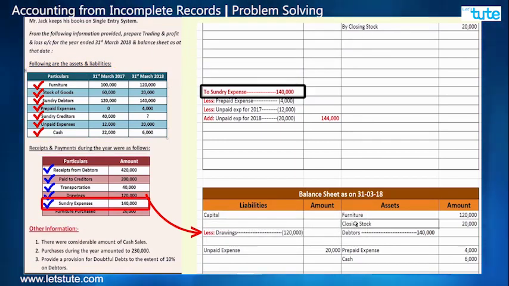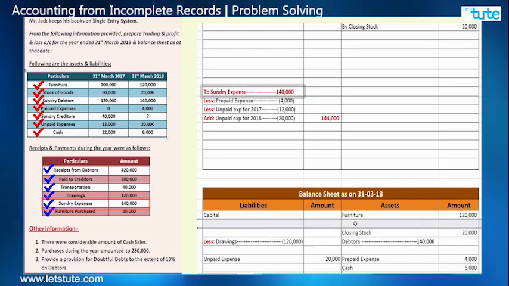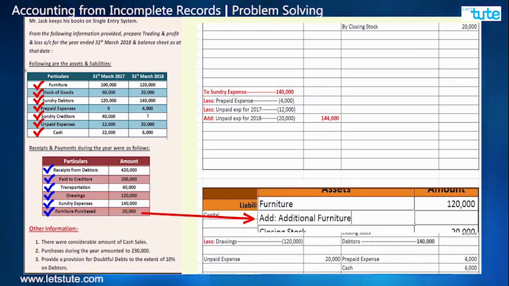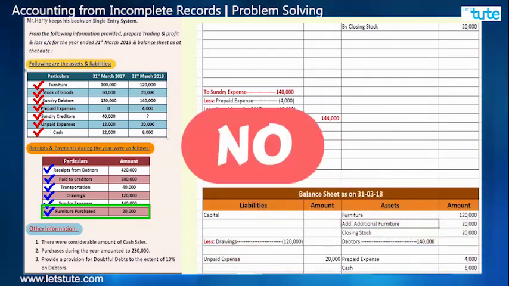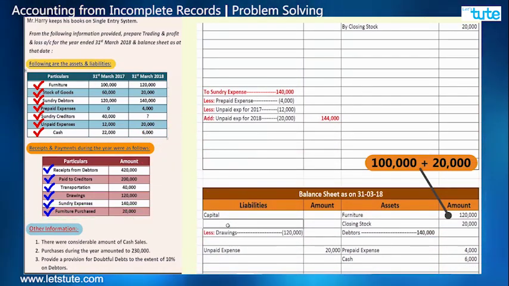Sundry expense already we have recorded. Now we will add furniture here of 20,000, right? As we have paid for it. Are you sure? No. We have already recorded it.